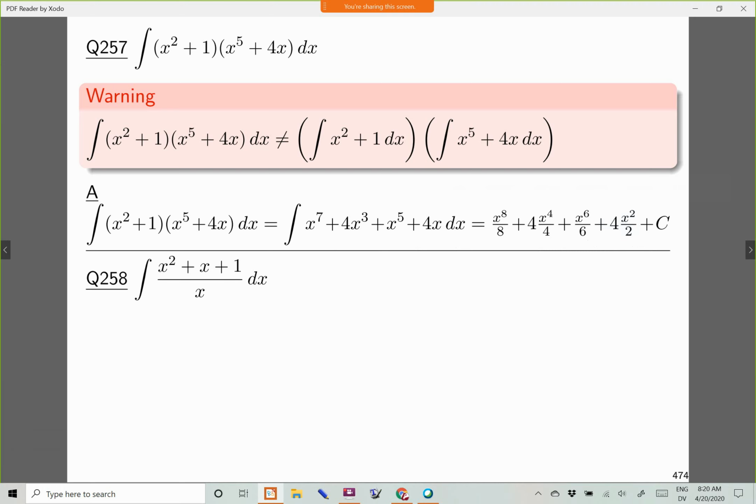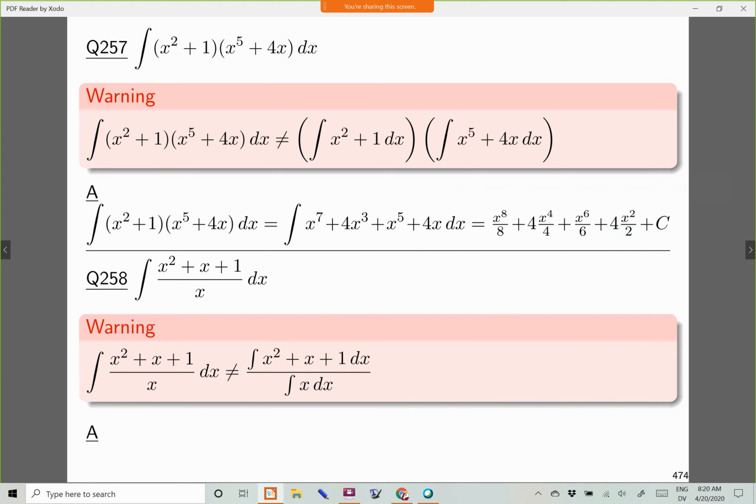Okay, one more that fits in this general theme. So I'd like to look at the antiderivative of the fraction x squared plus x plus 1 all over x dx. And here as well, let me put in a warning box, a very common type of error people make. People will try to anti-differentiate the top and anti-differentiate the bottom separately.